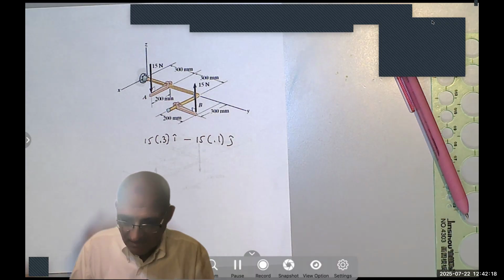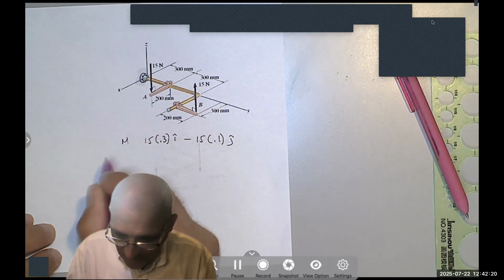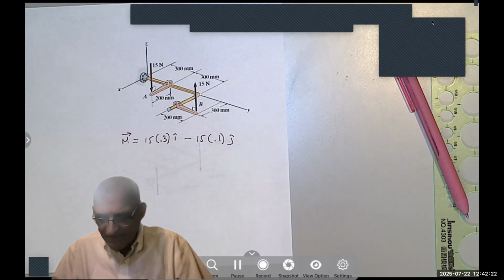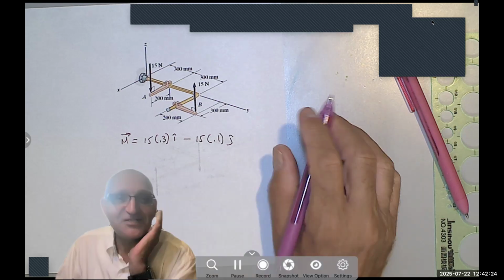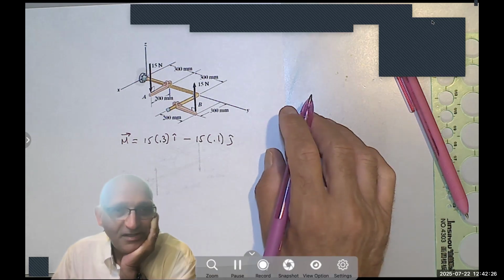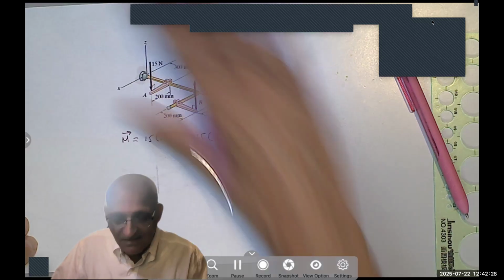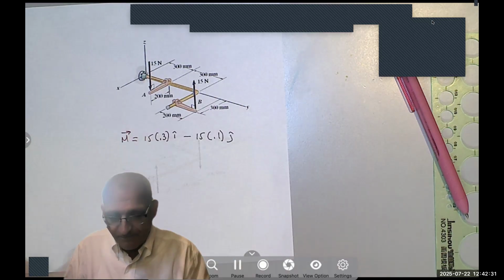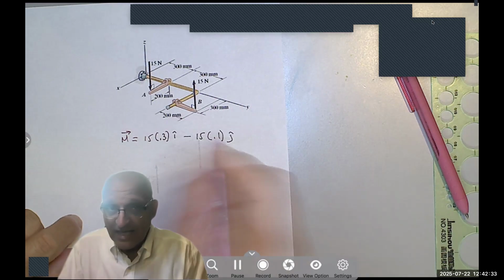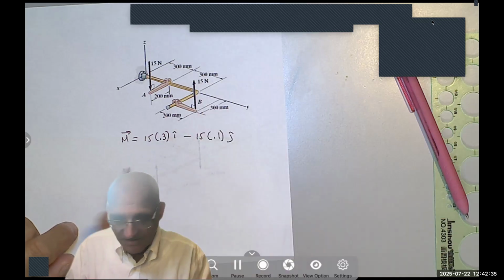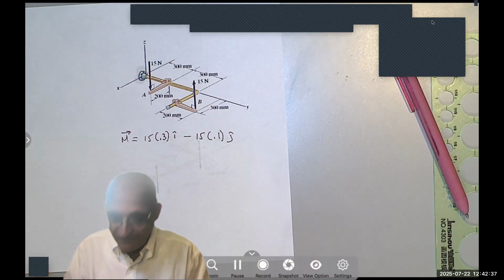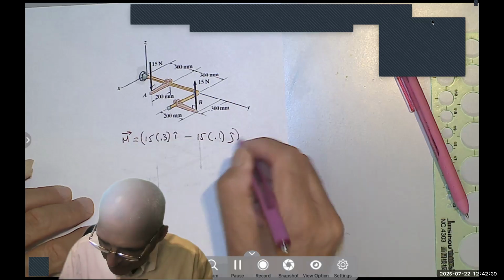And here is the answer. That is the moment. And you say, moment about which point? No, there is no such thing as about which point. It's about any axis in the plane, about any point in the plane. It's the same moment regardless. It's a free moment. And I say Newton meter.